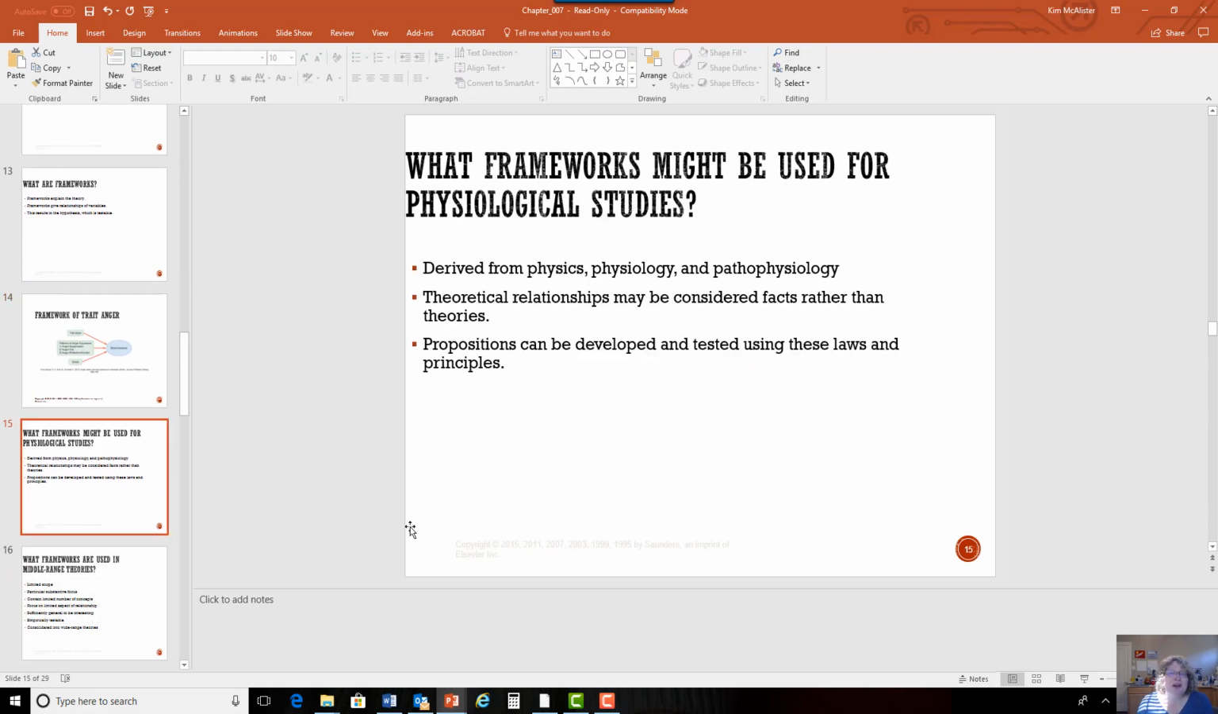So what frameworks might be used for a physiological study? It might be something based on physiology or pathophysiology. And these theoretical relationships may be fact rather than theory. So we may be using things that we actually know from the way that the body works, such as obesity causes an increase in heart disease. So then you can use propositions and develop those for your hypothesis, and they can be based on these principles.